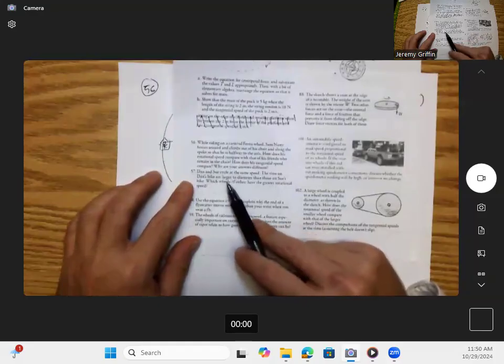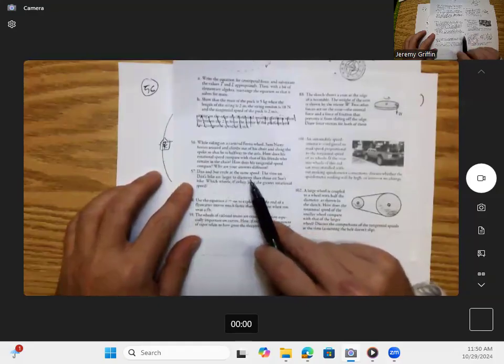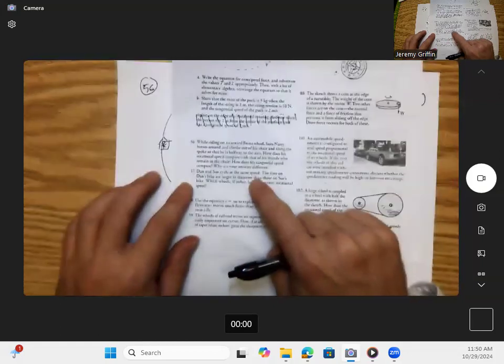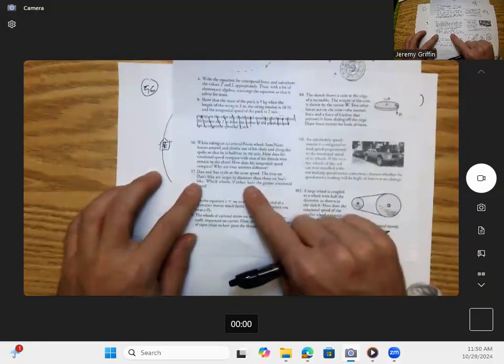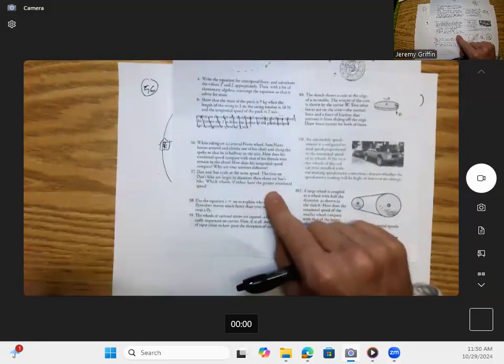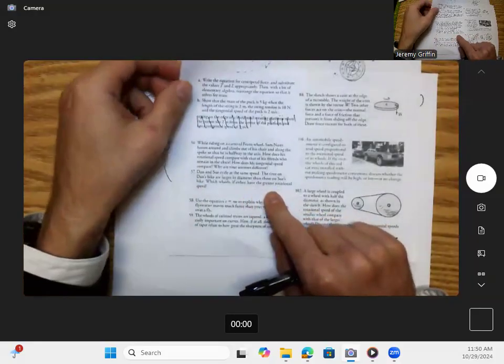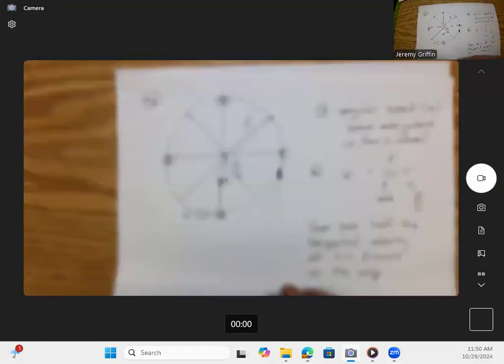Dan and Sue cycle at the same speed. When it says same speed, they probably mean the same linear speed. The tires on Dan's bike are larger than those on Sue's bike. Which wheels have a greater rotational speed? Ooh, let's draw this out.